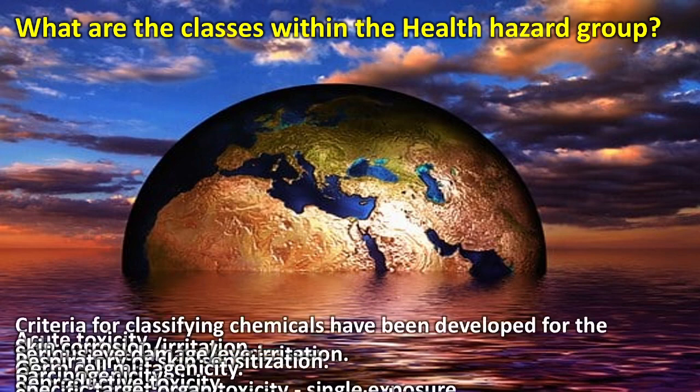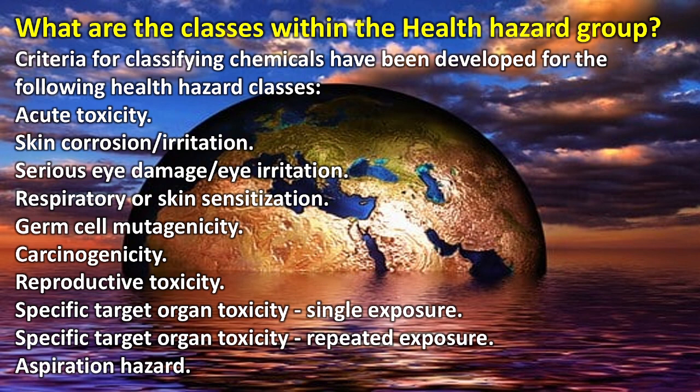What are the classes within the health hazard group? Criteria for classifying chemicals have been developed for the following health hazard classes. Acute toxicity, skin corrosion/irritation, serious eye damage/eye irritation, respiratory or skin sensitization, germ cell mutagenicity, carcinogenicity, reproductive toxicity, specific target organ toxicity, single exposure, specific target organ toxicity, repeated exposure, aspiration hazard.